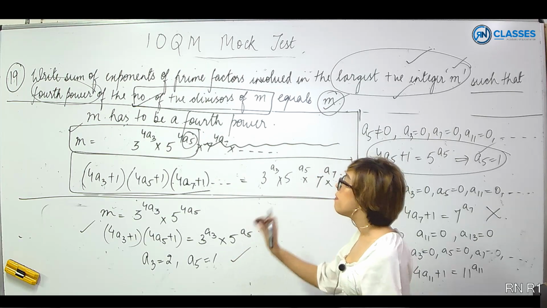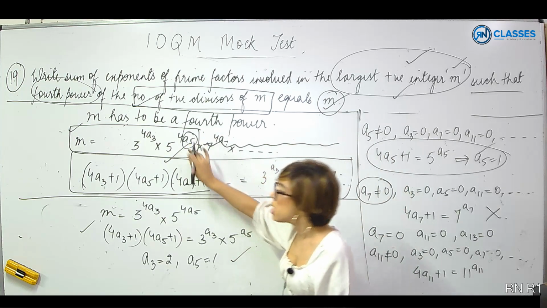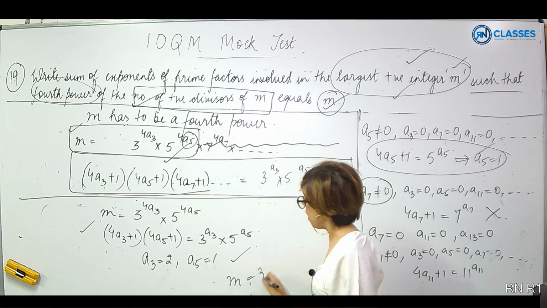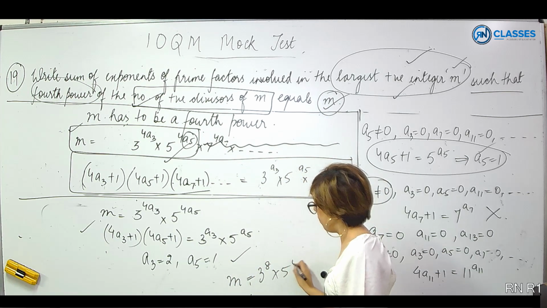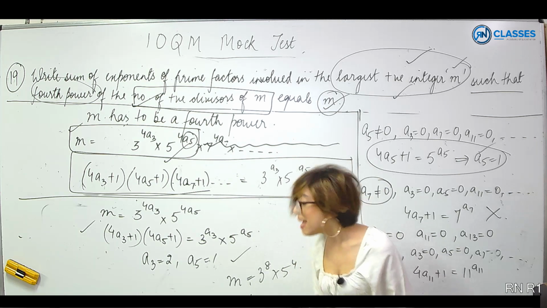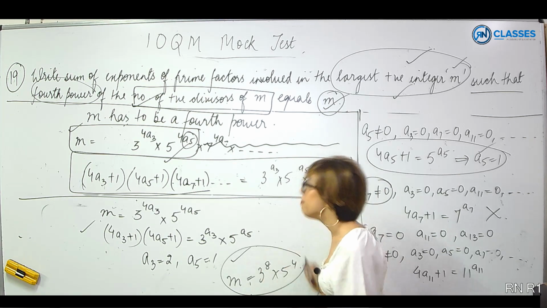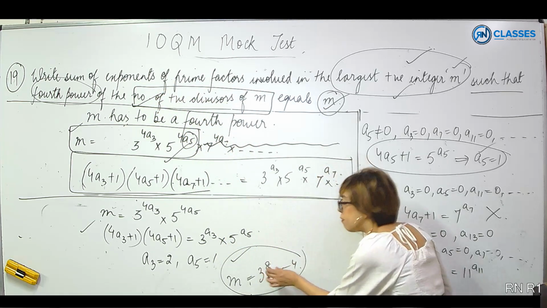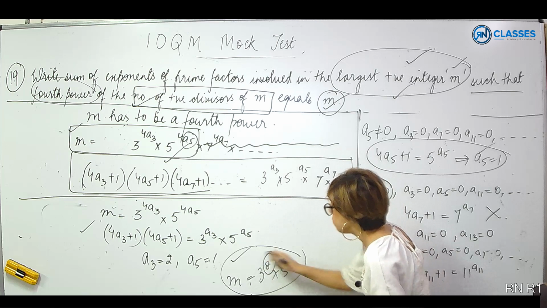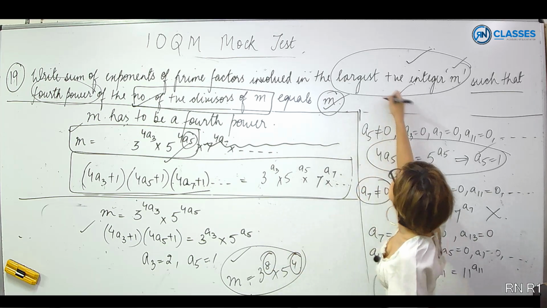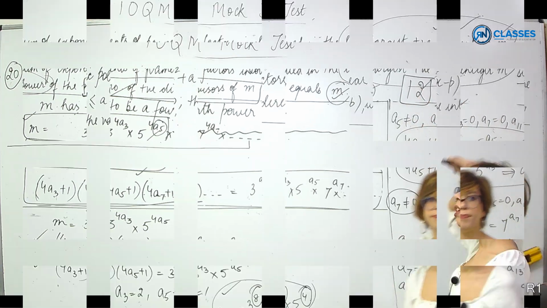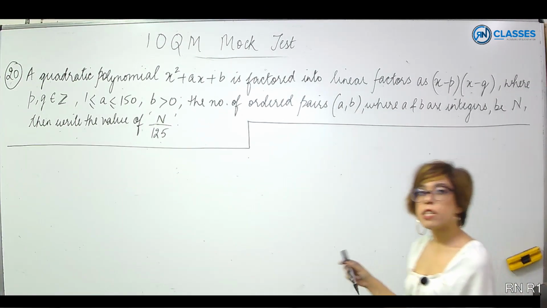So we have a3, we have a5, just substitute it and you will get your m as 3 raised by 8 into 5 raised by 4. But that was not the question. This is my largest m. Right? He says sum of exponents of the prime factors. Sum of exponents. Exponent here is 8 and 4. Sum is 12. That is why the answer for this question is 12. Alright. On to the next one.